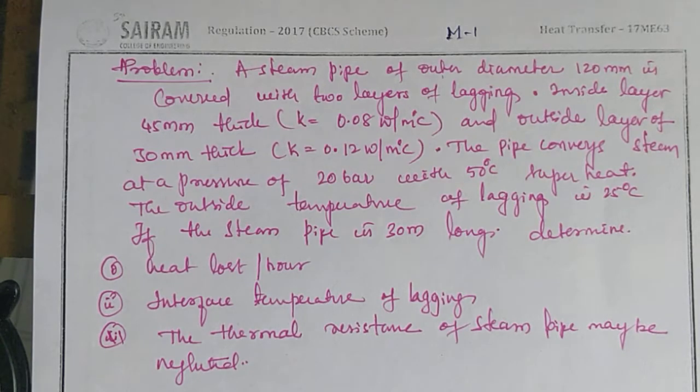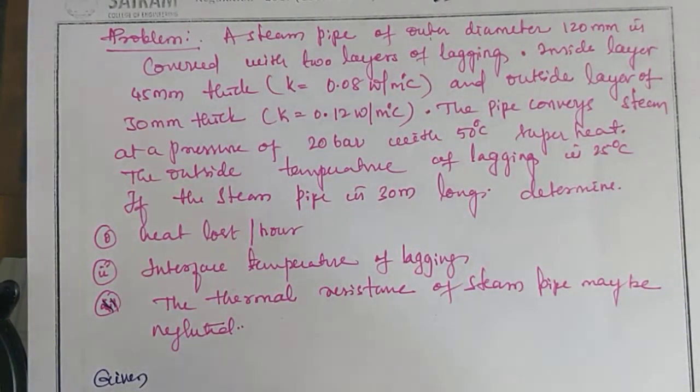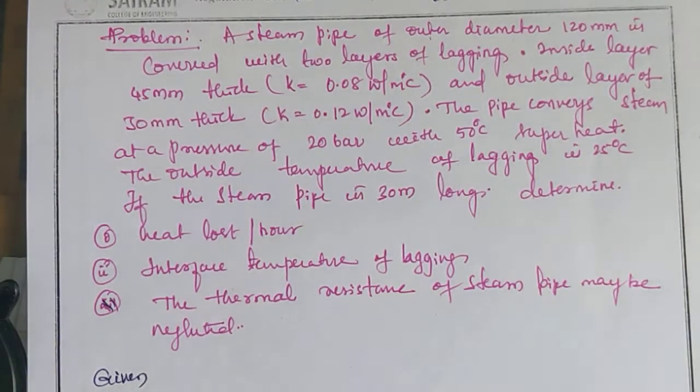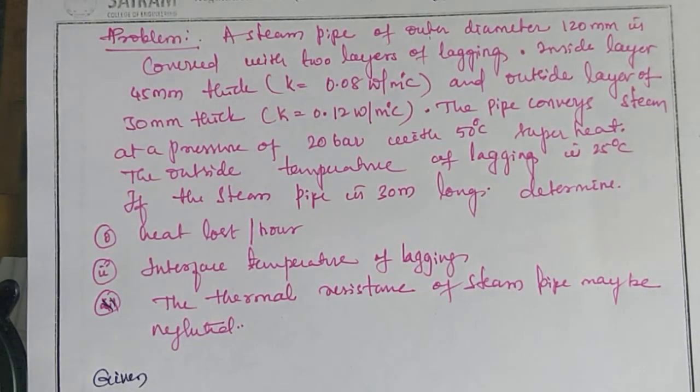Second one is interface temperature of lagging, and the thermal resistance of the steam pipe may be neglected. So there are two parameters we are going to find out. So let us write the data which is given in the problem. They have given directly the radius and the diameter, and K only they have given. So first we'll draw the sketch.